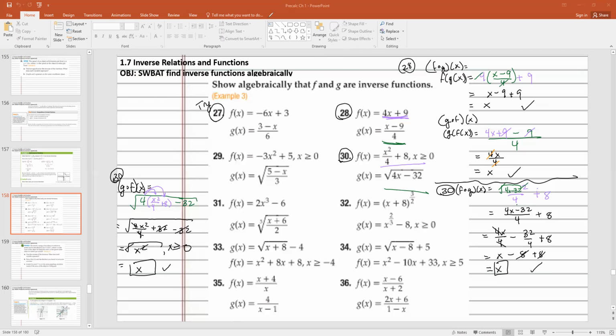So yeah, that one worked out as well. So if you want to try 29, feel free to. And if you want to look at any of the others, just let me know and I can do those. We can do those in class. I'll put these on the notes.